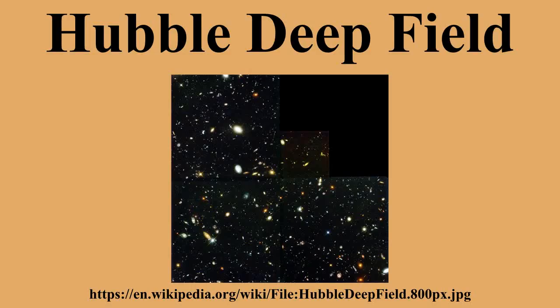Subsequent HDF observations. An HDF counterpart in the southern celestial hemisphere was created in 1998. The HDF South was created using a similar observing strategy. The HDF-S was very similar in appearance to the original HDF. This supports the cosmological principle that at its largest scale the universe is homogeneous.